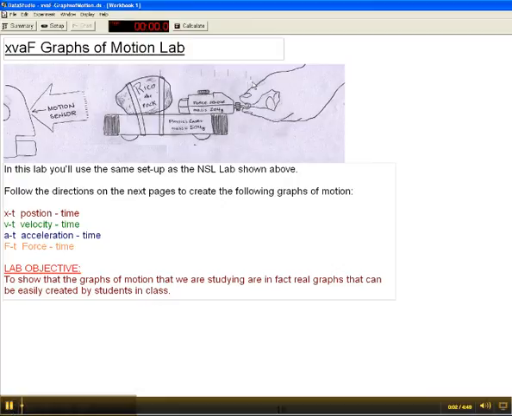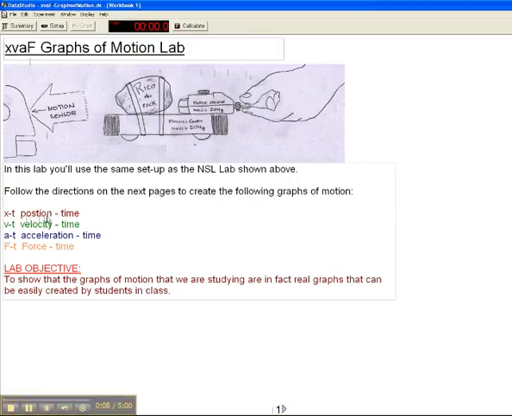So in this lab we are going to take a look at graphs of motion: xt graphs or position time graphs, vt graphs or velocity time graphs, acceleration time, and Ft force time graphs. In this lab you'll use the same setup as before when we did the Newton's second law lab. We have a rock attached to a physics cart, a force sensor also attached to the physics cart, and a motion sensor on a track.